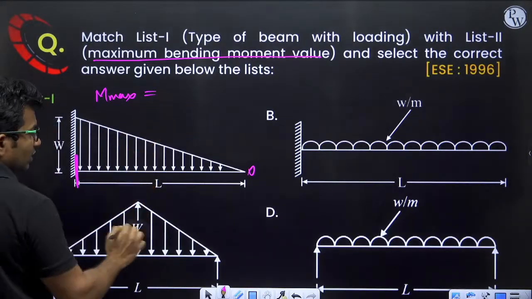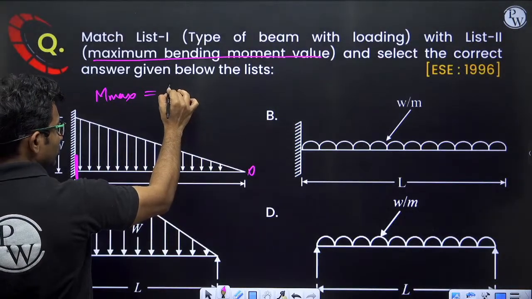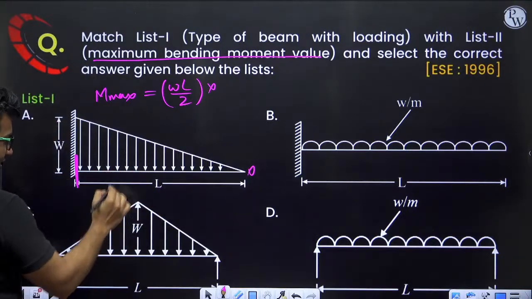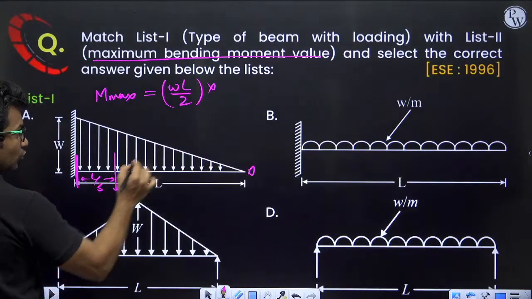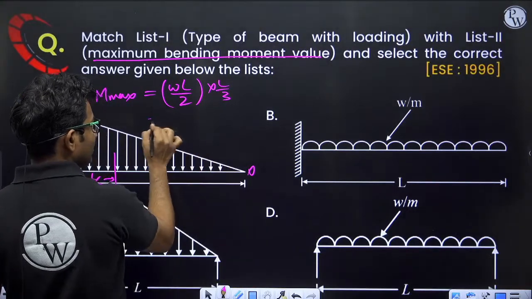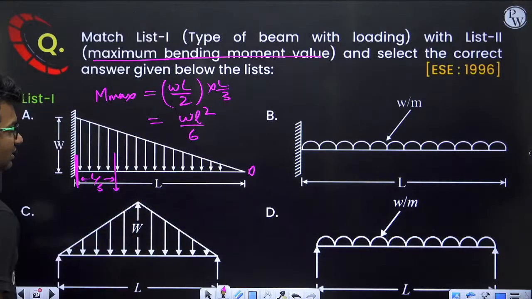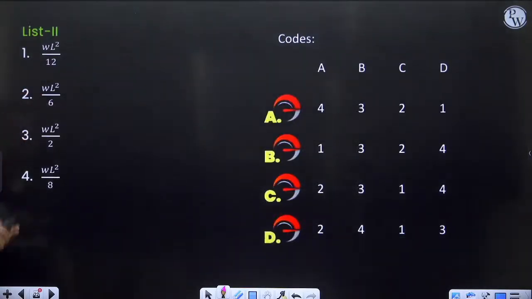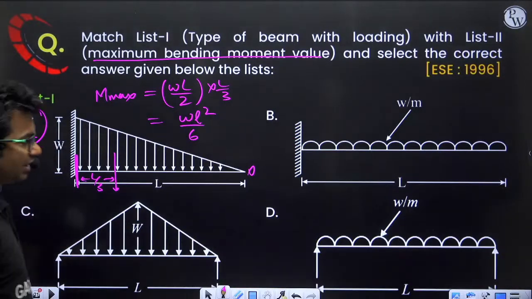So total force will be the area of this triangle, half base into height. Half base into height means WL by 2 into perpendicular distance. The centroid will be at L by 3 from here. So L by 3 multiplied, we will be getting WL square by 6. So M max in this case will be WL square by 6. So WL square by 6, 2. Okay, so for A, 2 will be the correct answer.